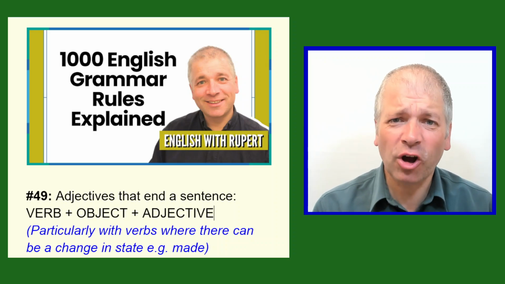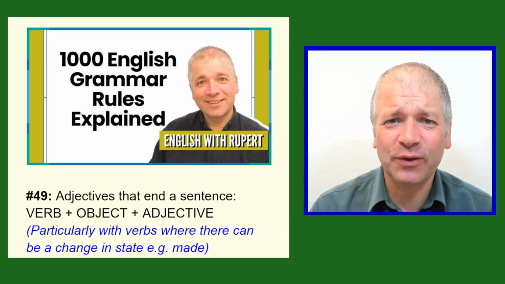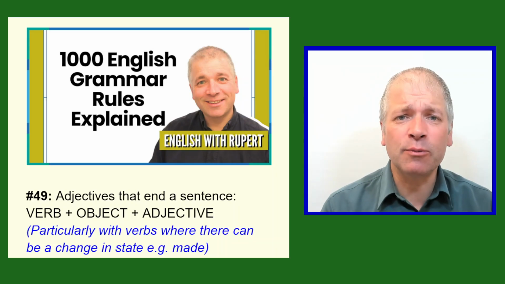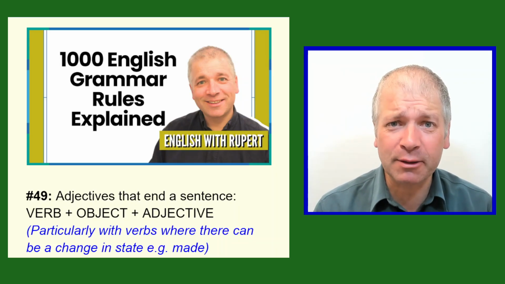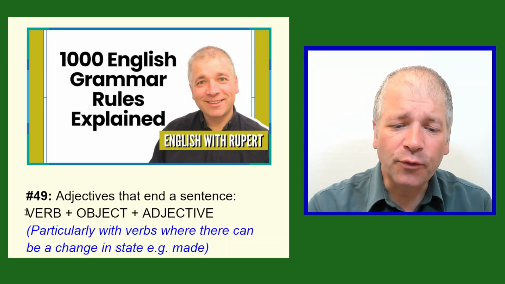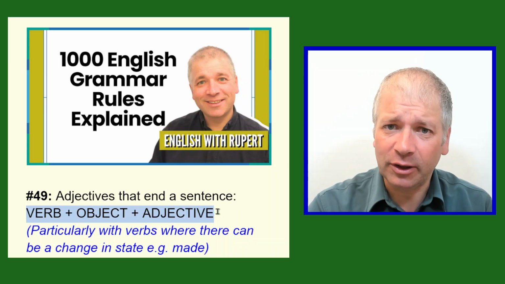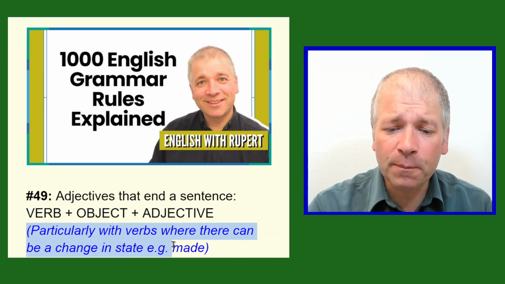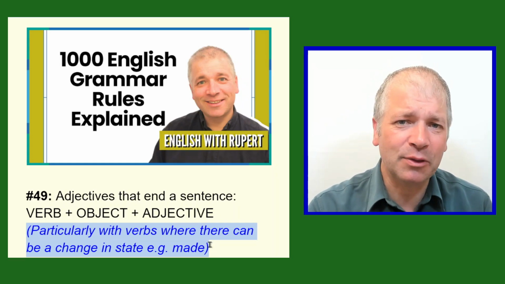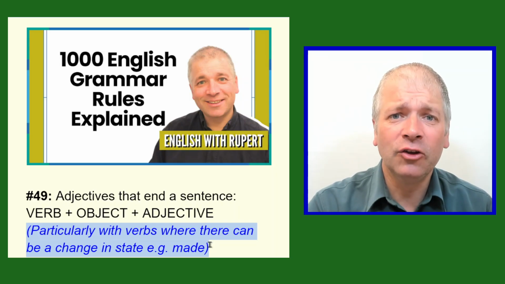Here is another structure where we can put the adjective at the end of a sentence. This is lesson 49 in my series 1000 English Grammar Rules Explained. We could do this when we have this structure here. Verb, object, adjective, particularly with verbs where there can be a change in state, where the verb implies that something changes from one thing to another.